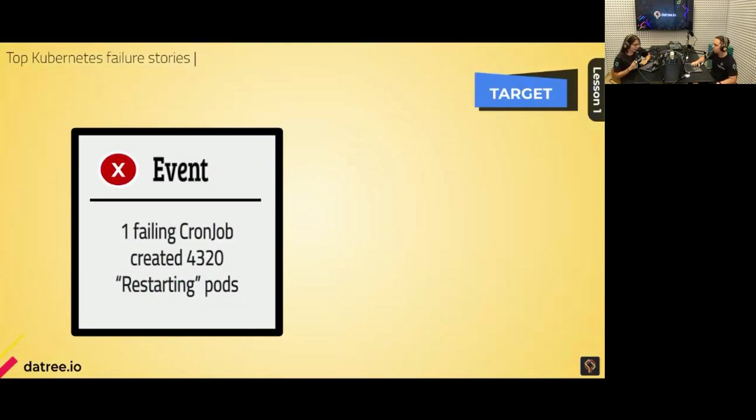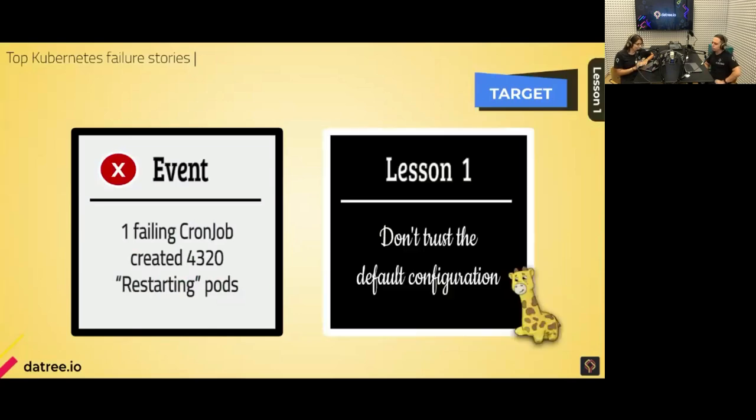And not only that, it immediately took their cluster down, but it also cost them a lot of money because their API server accumulated thousands of CPU. Wasting resources. And the lesson that we learned here is to never, never, ever trust the default configuration.